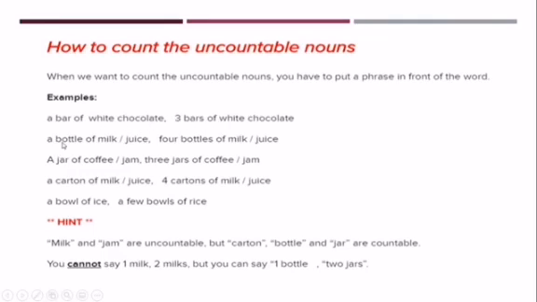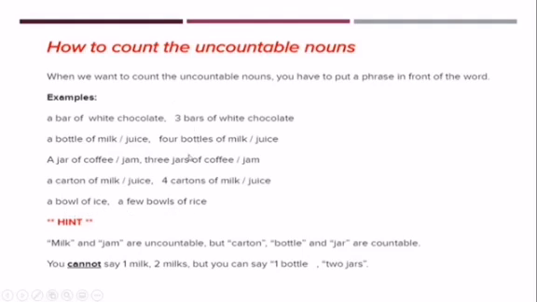We can say a bottle of milk or juice. 4 bottles. We can count the bottles, but we cannot count the milk or the juice. A jar of coffee, jam. 3 jars of coffee or jam. But we can count a jar, 2 jars, but we cannot count coffee. A carton of milk, juice. 4 cartons of milk, juice. A ball of ice, a few balls of ice.